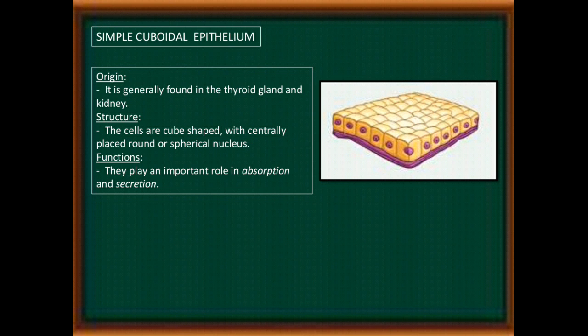Just to see in the picture, it is very much clear. The cells are cube-like, means all the three sides are equal and lying on the basement membrane.